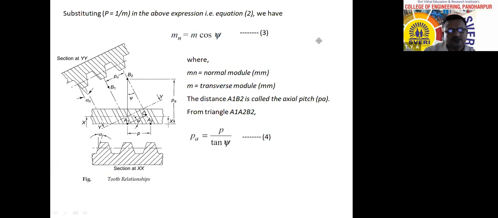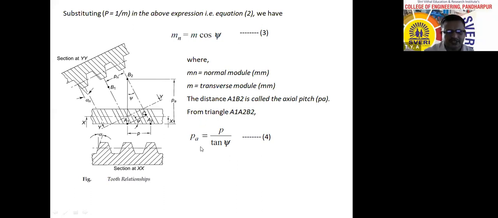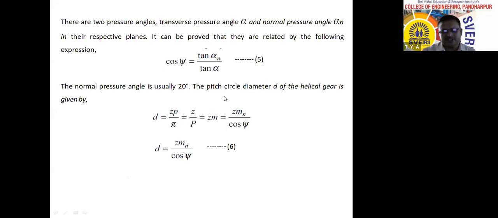Therefore, if we substitute capital P is equal to 1 upon m, then we will get this equation: Mn is equal to m cos psi, equation 3, where Mn is equal to normal module in mm, small m is equal to transverse module in mm. Therefore, we have seen this equation: PA or axial pitch is equal to P upon tan psi, equation 4. In this relation, we have seen cos psi is equal to tan of alpha n upon tan alpha, where alpha n is normal pressure angle, alpha is transverse pressure angle.